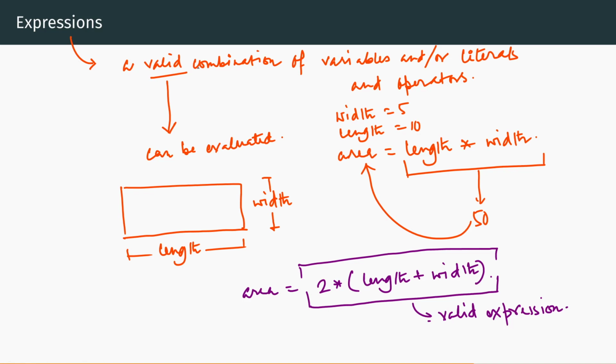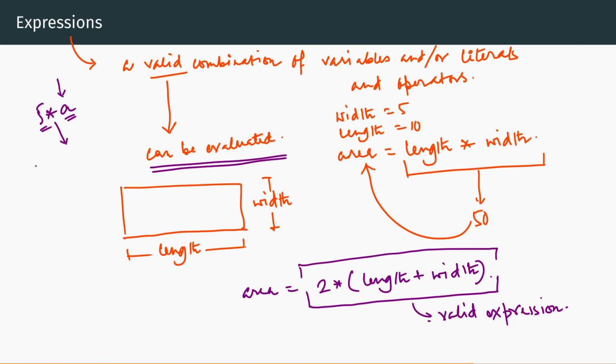Okay, so an expression is a valid combination of variables. A valid expression is anything that can be evaluated. Anything that can be evaluated is considered to be a valid expression. So to summarize, an expression is nothing but a combination of variables and literals. So things like 5 times a, where a must be defined earlier. a must exist.